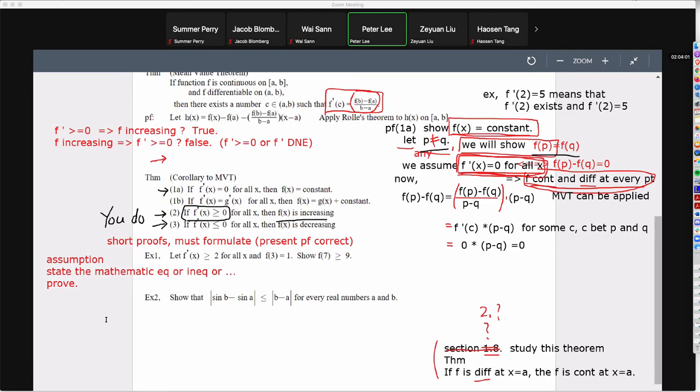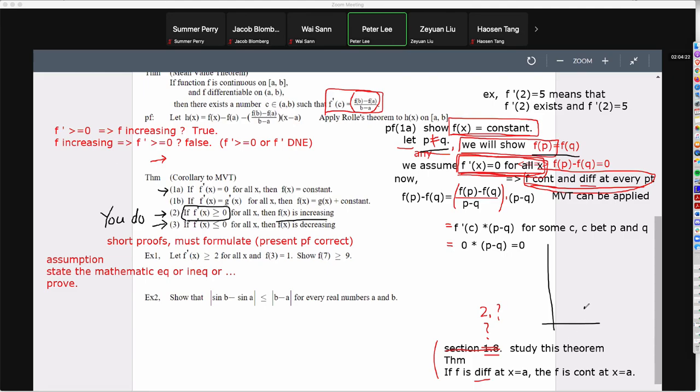Okay, now here let's look at example 1. Let f prime of x be greater than or equal to 2 for all x, and f of 3 is equal to 1. Show that f of 7 is actually greater than or equal to 9. When you look at the graph of this, it kind of looks like this.